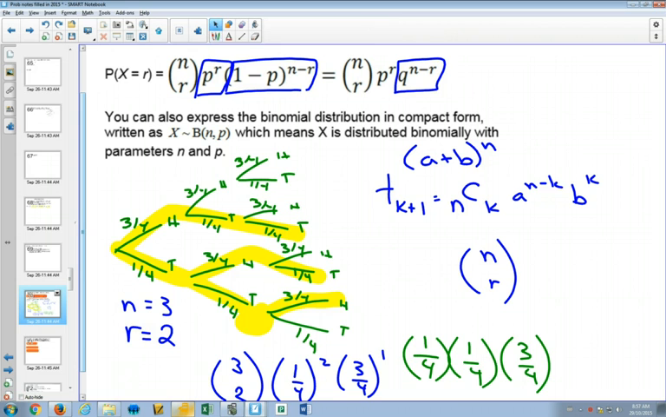The nice thing about this formula is you can figure out complicated questions, like if you toss a coin 50 times, what are your chances of getting 25 heads? You can plug it into the formula and it will figure it out for you.